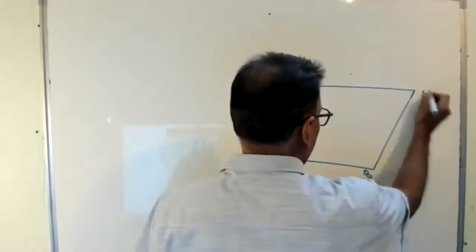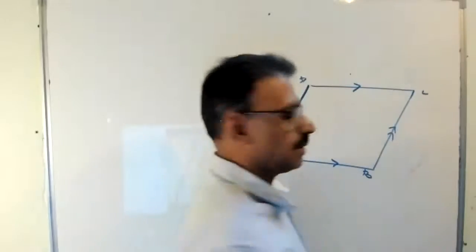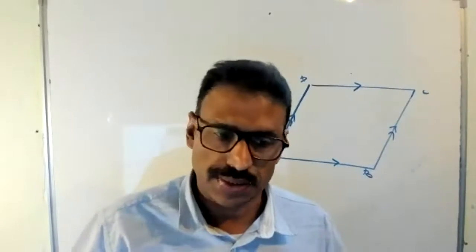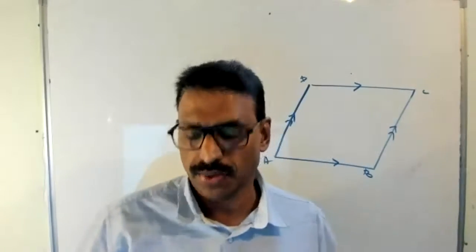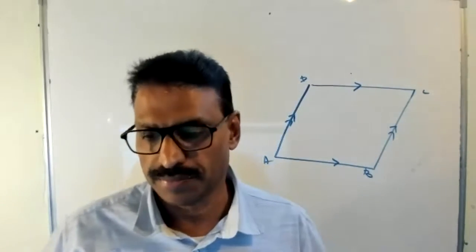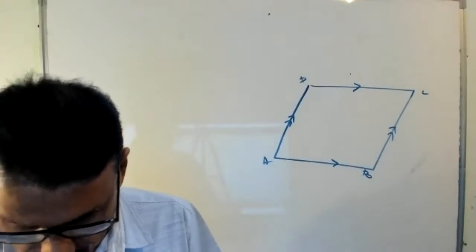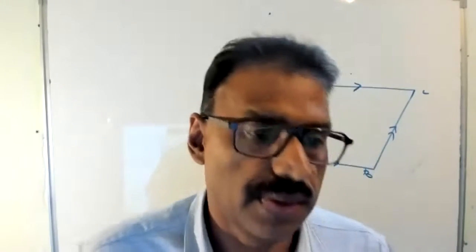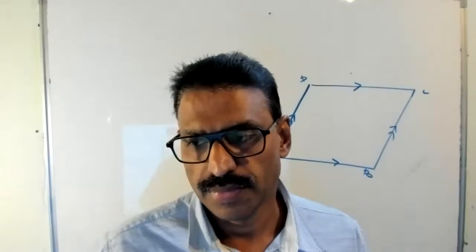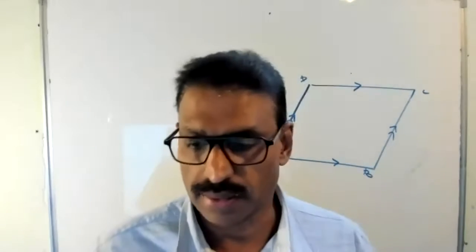ABCD is a parallelogram. That means this side is parallel to this side. This is a trapezium. Sorry, it is a parallelogram. Listen, all parallelograms are trapezium. Correct or no? All parallelograms are trapezium, but all trapeziums are not parallelogram. Clear now? Yes, sir, because the trapezium definition means one pair parallel, that's only.